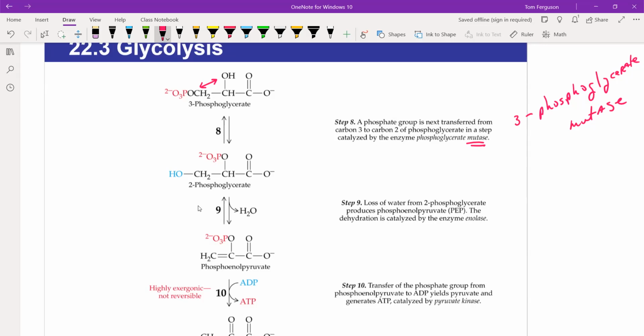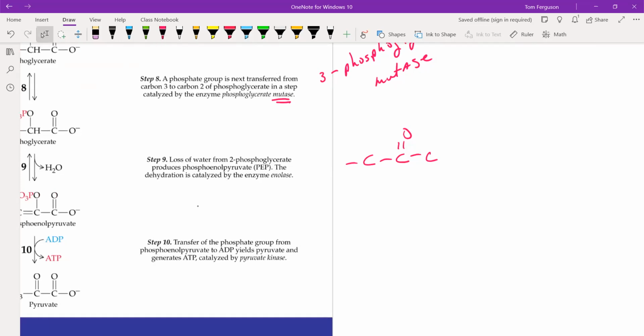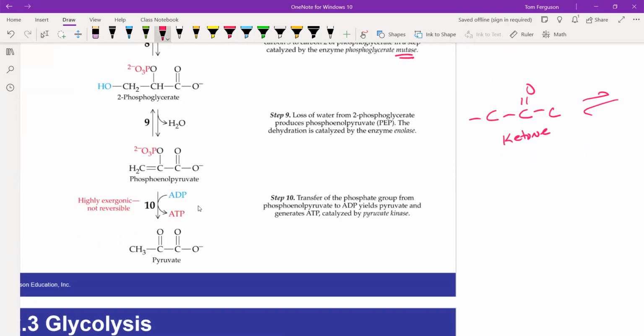All right. Now, we've never talked about when you have a carbonyl group that can be interconverted. So this would be a ketone, and this is an enol. And the ene is the carbon double bond, and the ol is the alcohol part. And that's what's going on here, and the enzyme is an enolase.